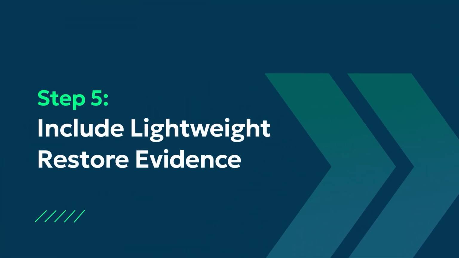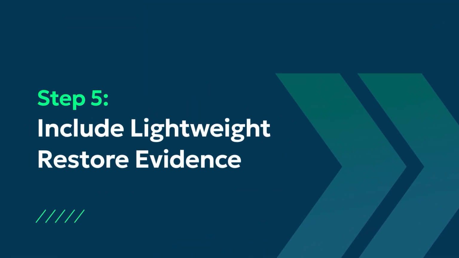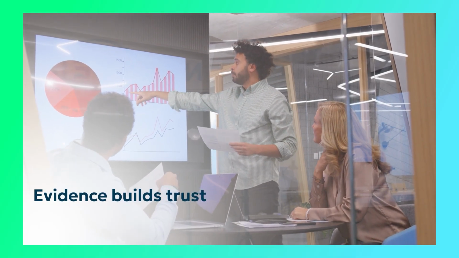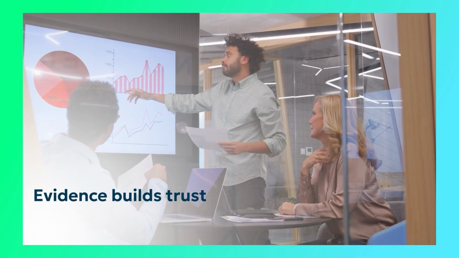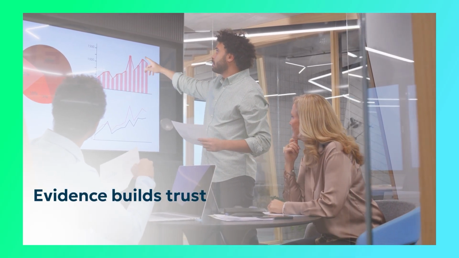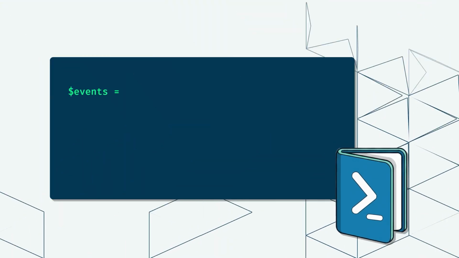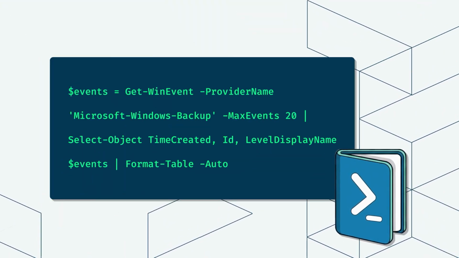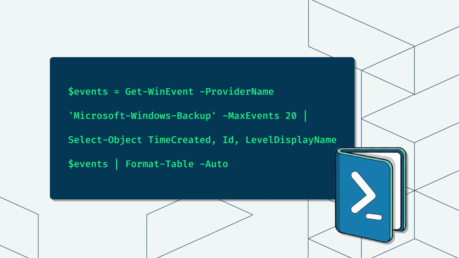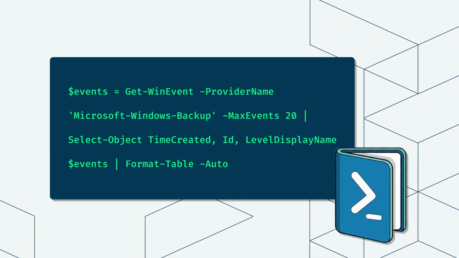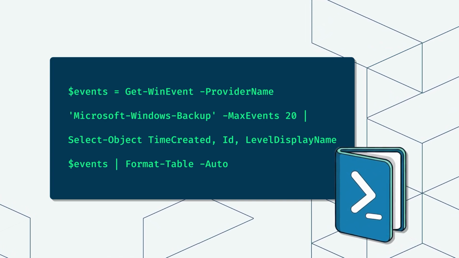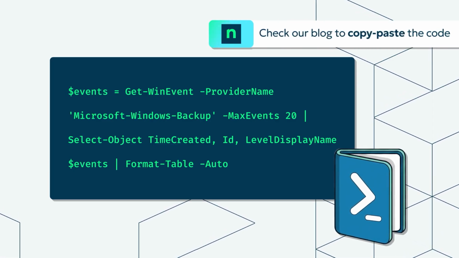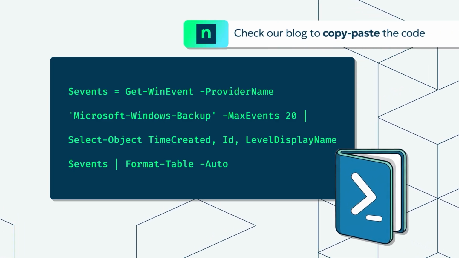Step 5. Include lightweight restore evidence. Evidence builds trust. Provide a simplified snapshot of recent backup or restore validation activity. For Windows environments, you can pull recent backup events with a script. This surfaces recent backup activity and timestamps in a readable format, providing simple evidence that backups are running and recovery points are available. For a production-ready reporting version, refer to the full script in the blog.